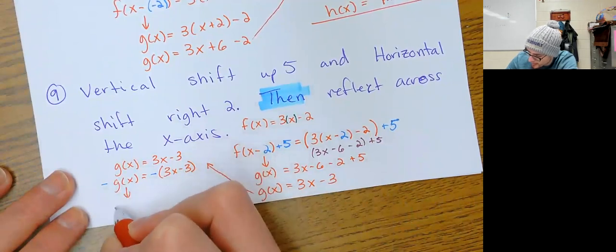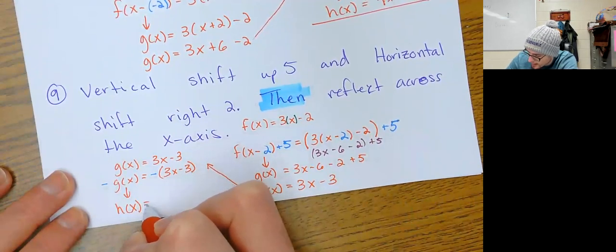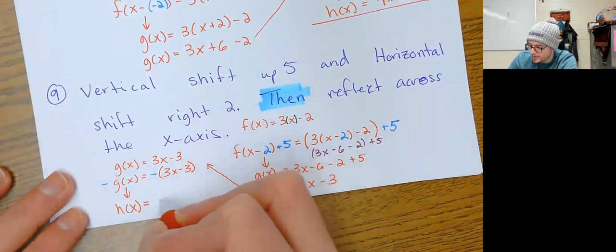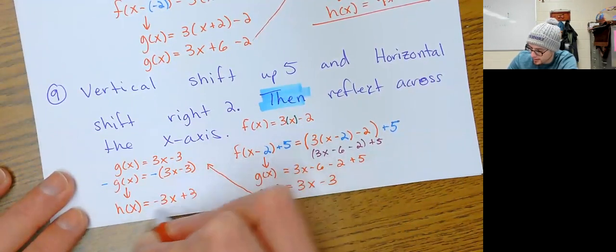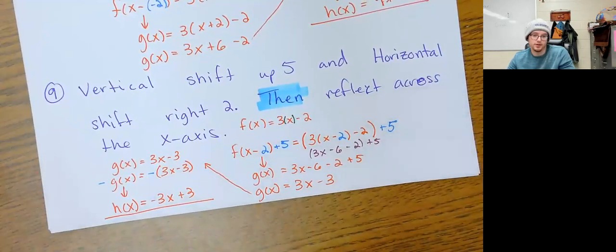And that will become h of x equals, okay, well, what's negative times positive 3x? Negative 3x. Okay, well, what's negative times negative 3? Oh, positive 3. That one was a lot quicker. A lot quicker for that one.